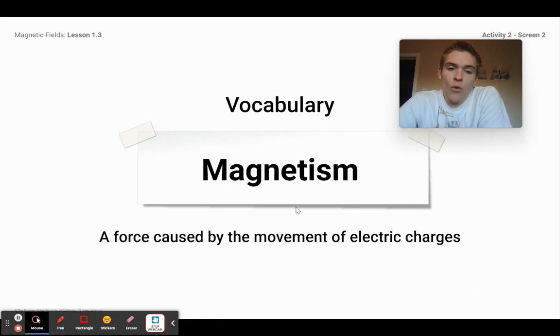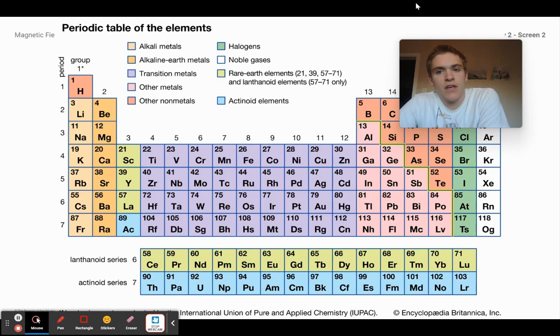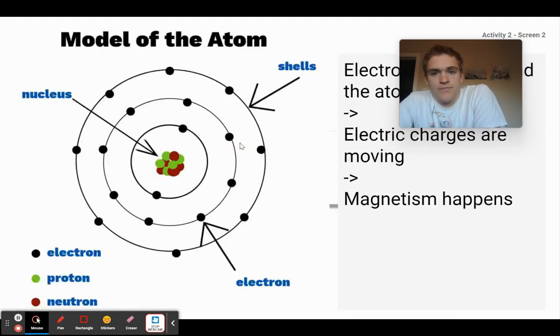Magnetism is a force caused by the movement of electric charges. This is a periodic table. We have looked at this in 7th grade when we learned about atoms and the elements. Each of these elements are part of the periodic table, and they're each made of atoms. Atoms have a nucleus with protons and neutrons, and their shells.